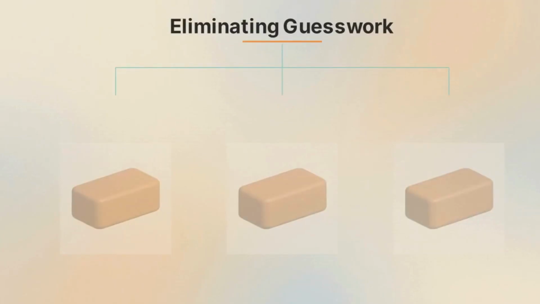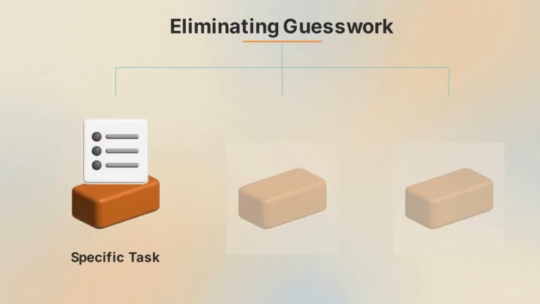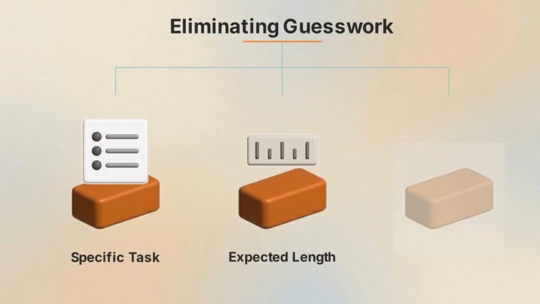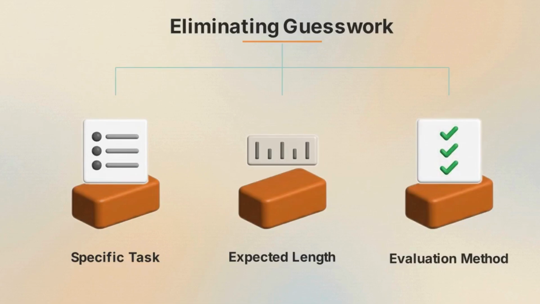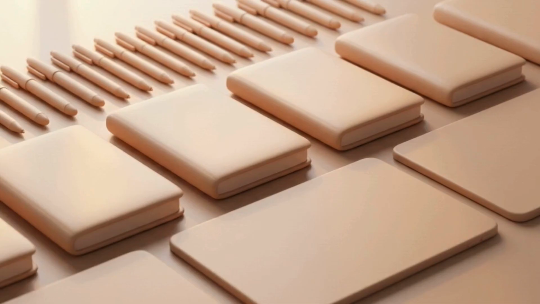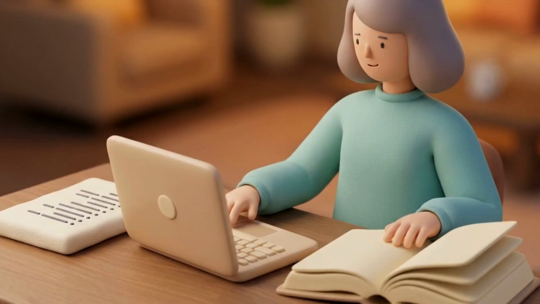We eliminate guesswork by explicitly laying out 3 requirements: the specific task, the expected length, and the method of evaluation. Eliminating structural confusion helps students prioritize the material. When the how is clearly defined, students can commit more cognitive resources to the what.